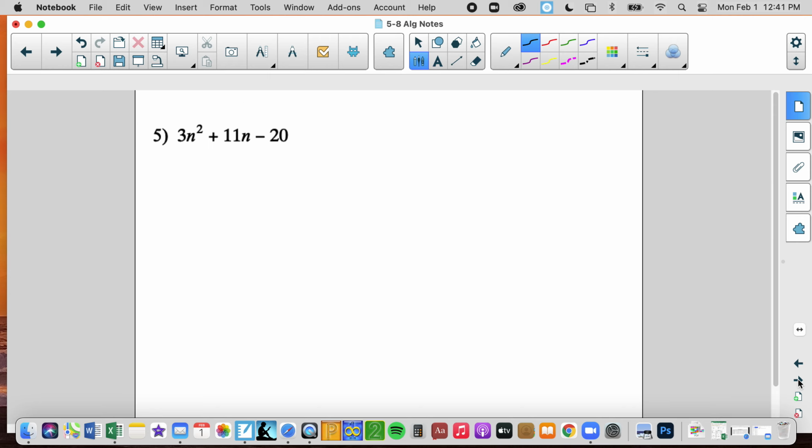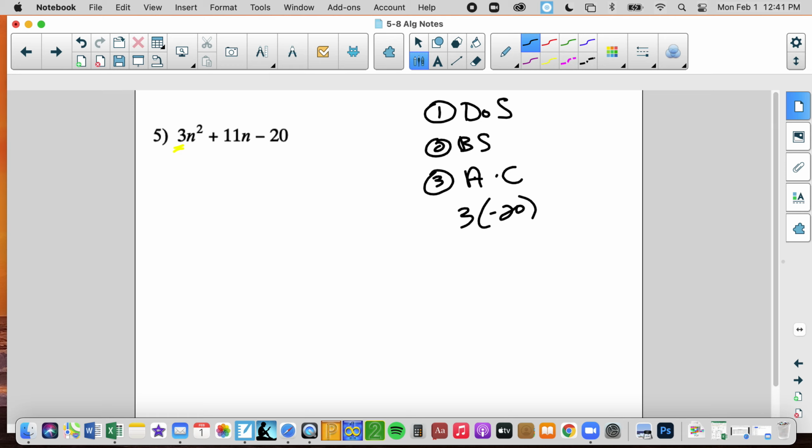What do we notice that's different about this one? Take a gander, take a look at this. What's different about this than the first 4 that we did? Hopefully you said, hey, A is 3, so it's greater than 1. Doesn't change our process. We still ask, is it difference of squares? No. Is it a binomial square? No. So let's do A times C. This time A is 3. C is negative 20. 3 times negative 20 is negative 60.